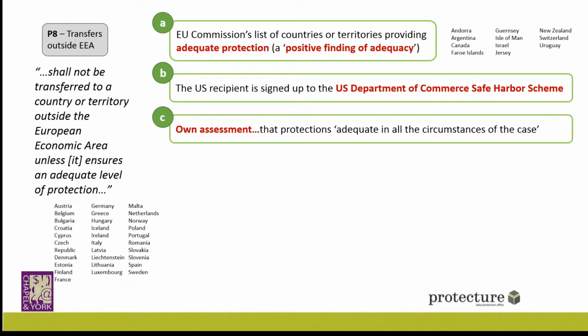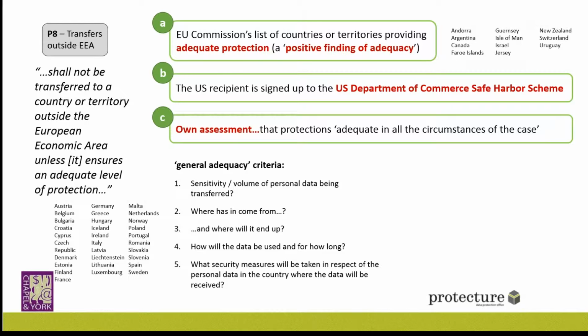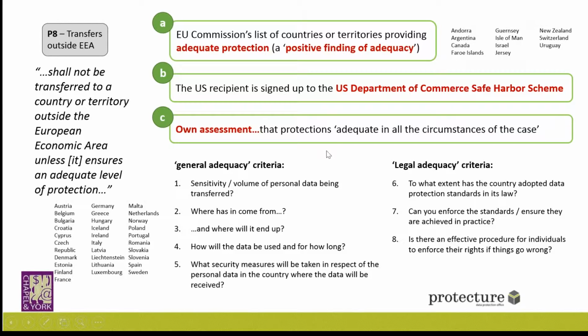The first set of criteria asks you to assess general adequacy. It asks you to consider, among other things, what security measures will be in place, and what is the nature and extent of the information. The second set of criteria asks you to consider the legal adequacy. For example, whether the country has data protection laws and whether an individual could actually enforce their rights if they needed to in the other country. So it is open to you to make your own assessment of the country based on the ICO's criteria. And if you consider that the protections in place will be adequate, and I would recommend that you document that assessment in case of any scrutiny by the Information Commissioner or inquiry by an individual, then the transfer could be deemed as compliant.